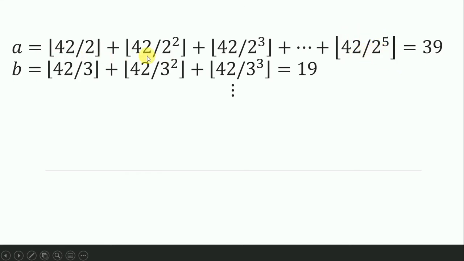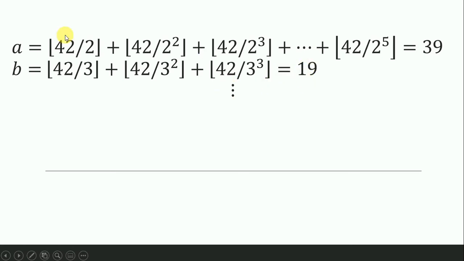So if you add all of those here, so we still have 2 raised to the power of 4 in this one. So that would total to 39. So that is 2 raised to the power of 39. For letter B, this is for the prime factor 3. Same, that's 42 over 3, 42 over 3 squared, 42 over 3 cubed. So there are 19 numbers from 2 to 42 that are divisible by 19.